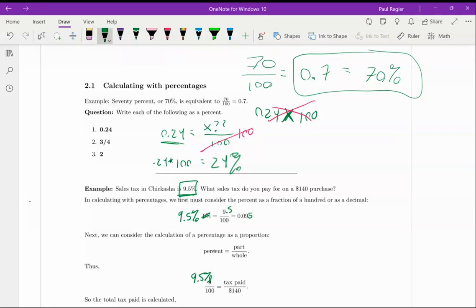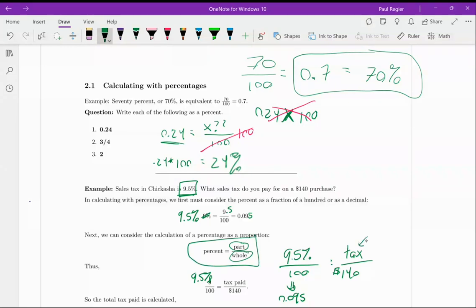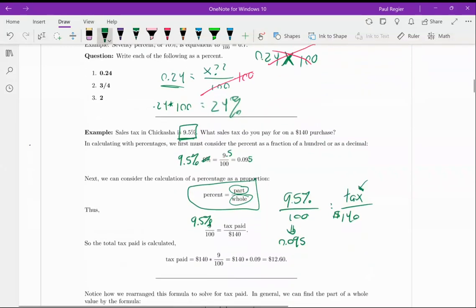And so if I'm saying percent is part over whole, that's what a percent is. We're taking some part of something over a whole and making it into a percent. I can say, okay, my 9.5% over 100, that's the same as my 0.095, right? That's the same thing as my tax paid over 140. Because I'm using this equation, part over whole. So the tax is my part, 140 is my whole. So again, we have some basic algebra here.